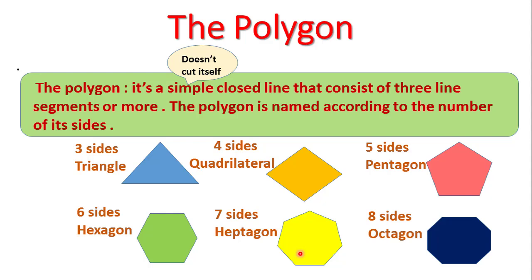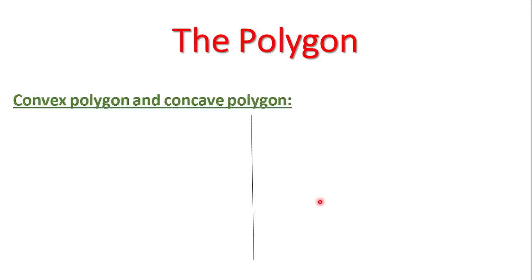So again, the polygon is a closed shape that consists of 3 or more line segments, and we name it according to the number of sides. Of course, the number of sides is the same as the number of vertices, and the number of vertices is also the same as the number of angles. We studied that before in primary stage.